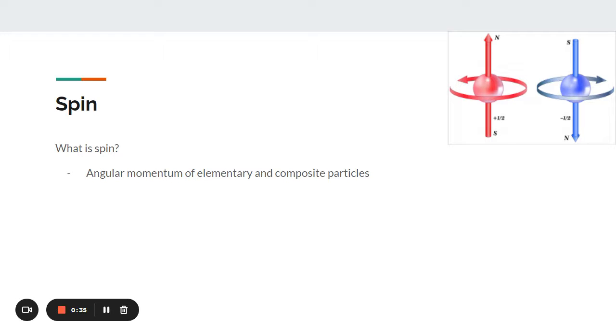Essentially, spin is just the angular momentum of elementary and composite particles. Elementary particles are the 17 particles that comprise our standard model. The most famous one is probably the electron. Everyone knows that. And composite particles are protons and neutrons. There are more of them, but those are the two most well-known ones. And spin is an intrinsic property of these particles.